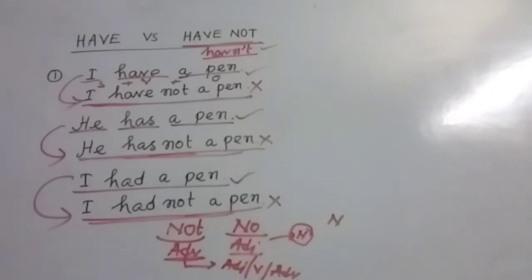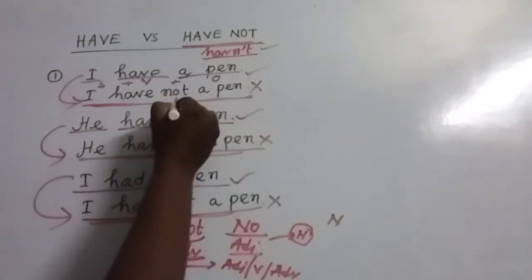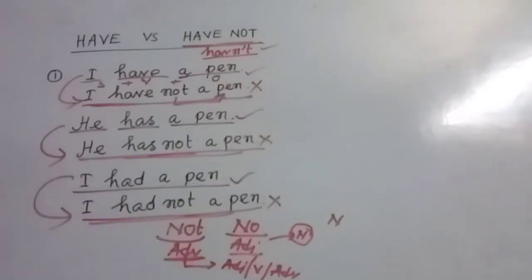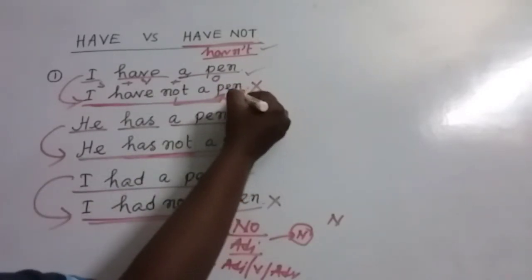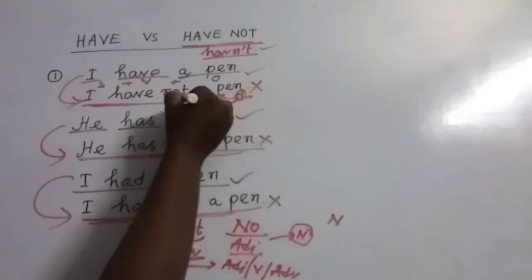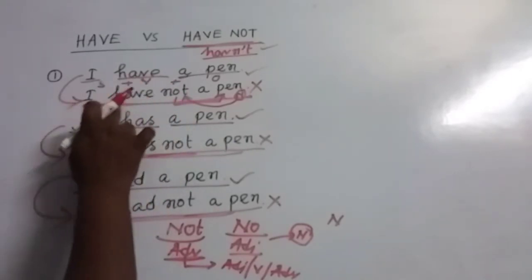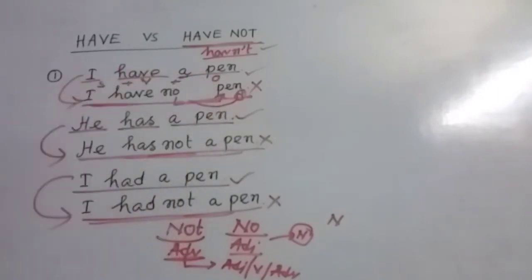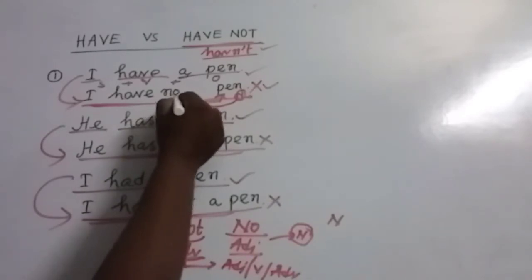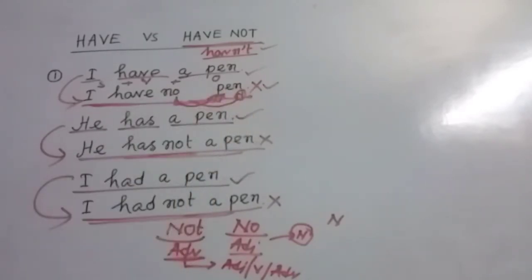So my dear friends, think about this one. I have not a pen, so this term is modifying this word. This is a noun, so it should be an adjective, but my dear friends, according to the part of speech, it is an adverb. This is the first thing. That means we cannot use this one here. But my dear friends, if we write I have no pen, at that time it is correct. That means no is an adjective and it is modifying this term pen, which is a noun. So this is the correct sentence at that time.